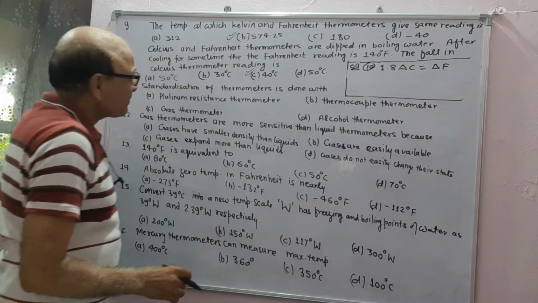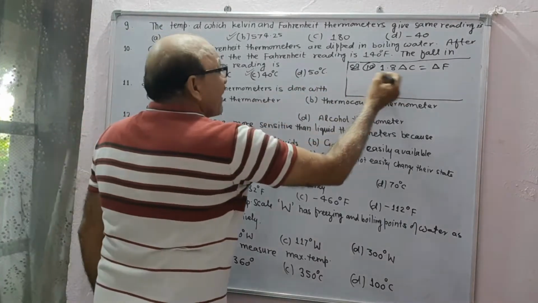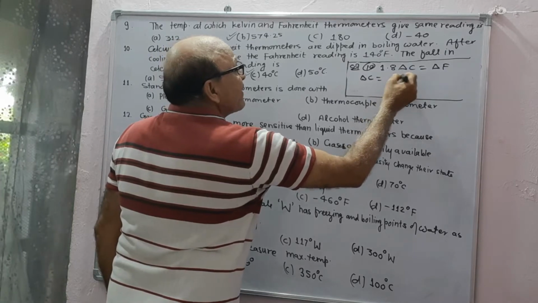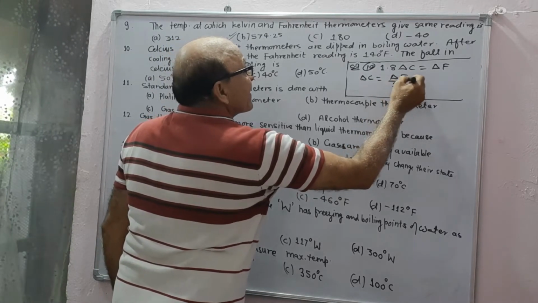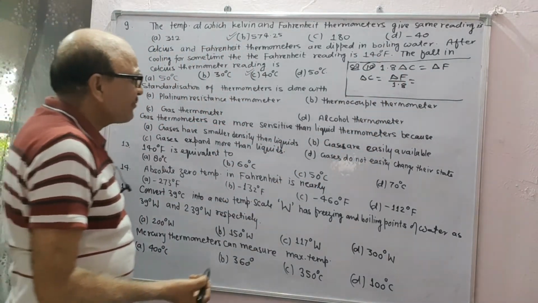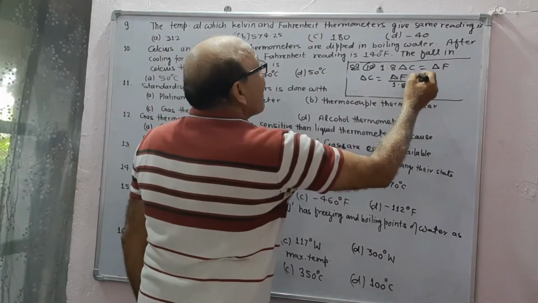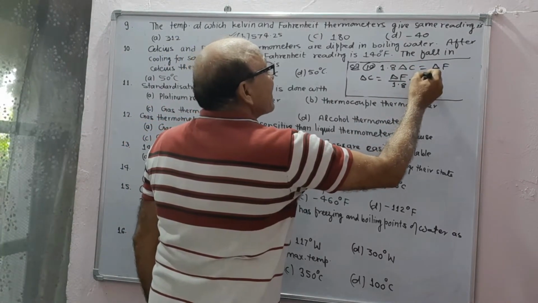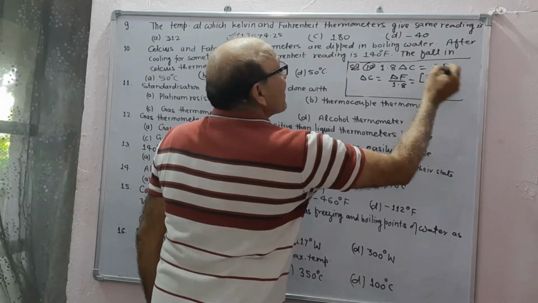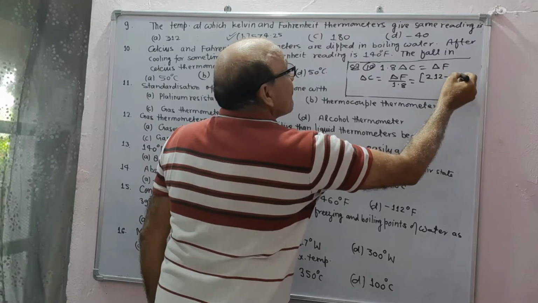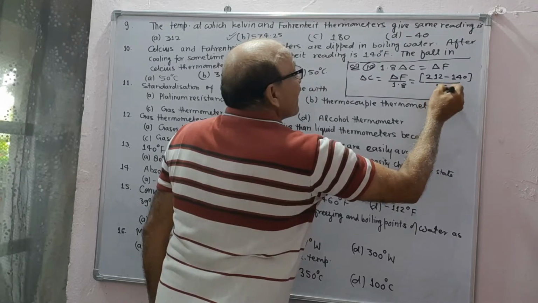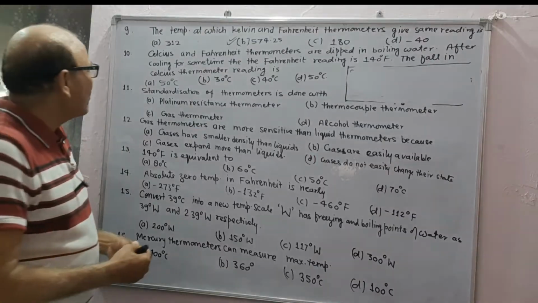Here delta C will be equal to delta F upon 1.8. Here delta F is boiling point of water minus 140 Fahrenheit, means boiling point of water is 212, it is minus 140 upon 1.8. This is the solution to question 10.